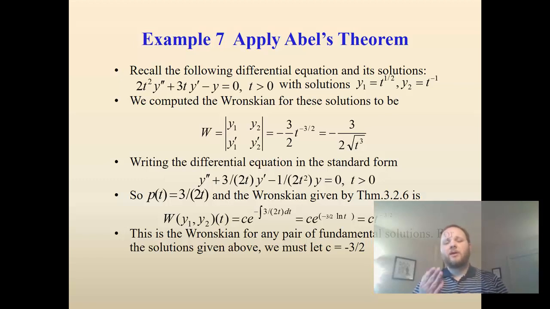So notice that for this differential equation, if I had not told you that the solution form was square root of t and t to the negative 1, you might not know what the solutions are. But using Abel's theorem, you would be able to predict that the solution would never work at t equal to 0. This is incredibly useful.